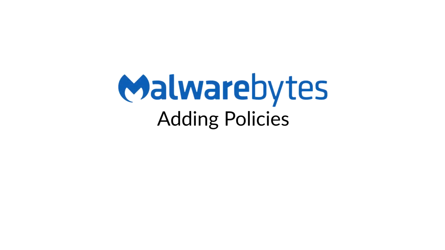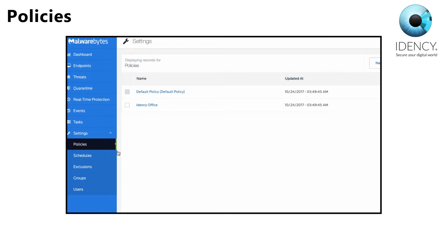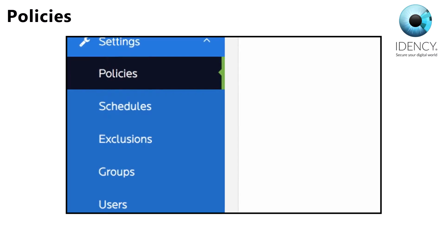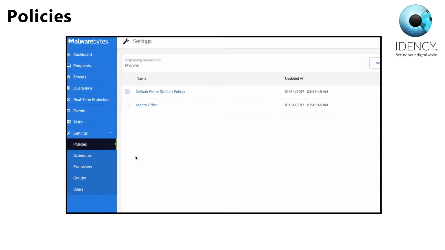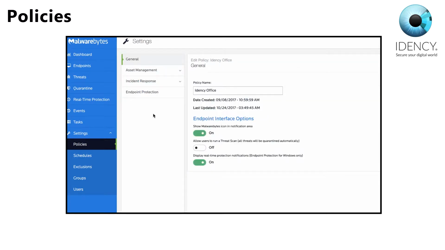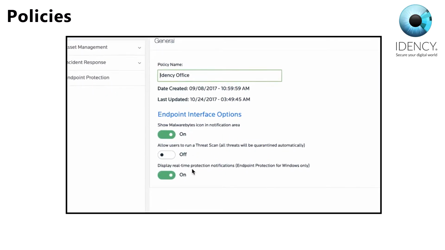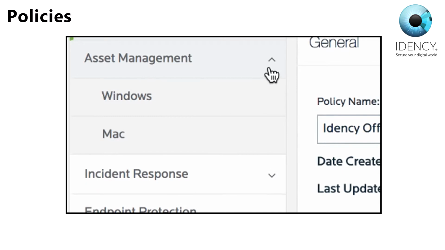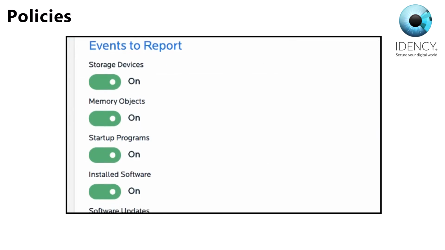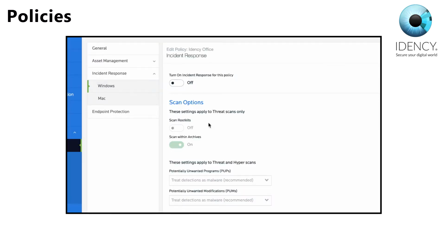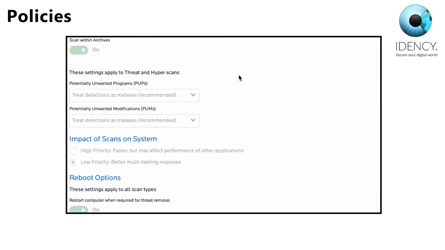Adding policies. Go to the Settings tab to find options you can adjust that govern the behavior of policies, schedules, exclusions, groups, and users. In the Policy tab, you can adjust the existing policies and create new policies. When editing a policy, you have a few options to set up. Choose General to edit the policy name and set a few interface options. In the Asset Management section, you can select from either Windows or Mac to edit some events to report. In Incident Response, you can change some scan options, the impact of scans on the system, and the reboot options.